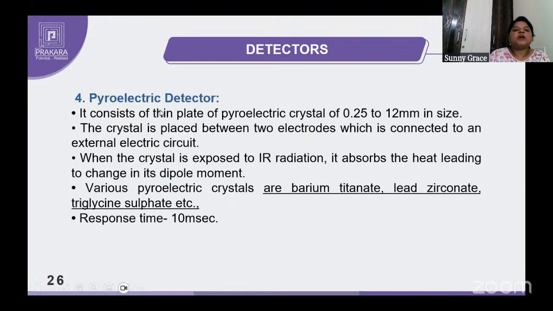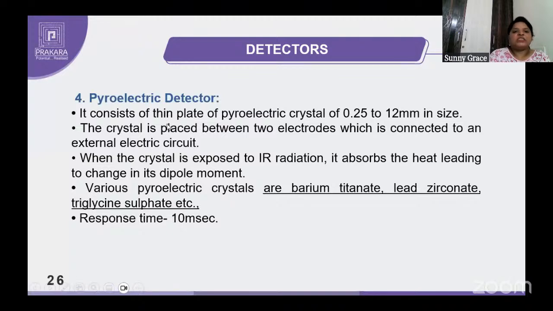The next one is the pyroelectric detector. What are pyroelectric detectors? They do not produce any electricity by themselves, but whenever they are heated, they produce electricity; pyro means thermal energy. All the detectors which require heating to produce current come under the pyroelectric detectors. When IR radiation falls on the detector, for heating up you require pyroelectric crystals like barium titanate, lead zirconate, triglycine sulfate, etc.